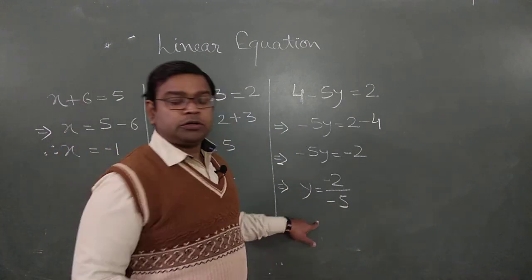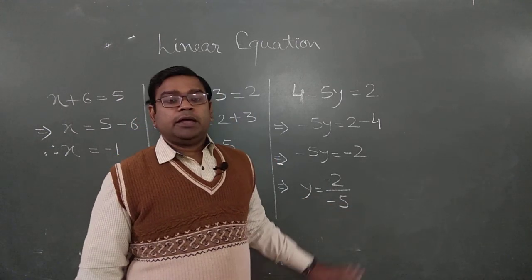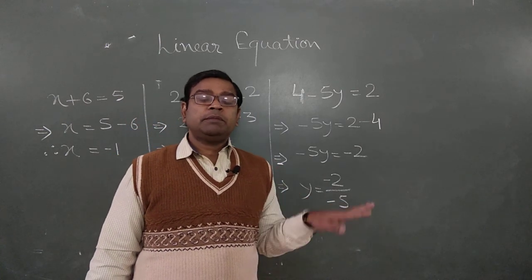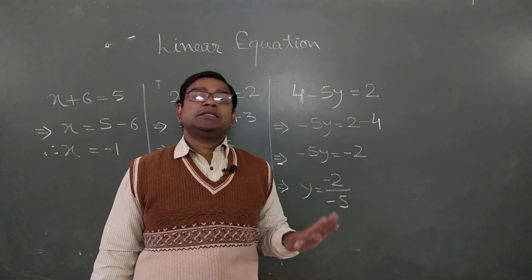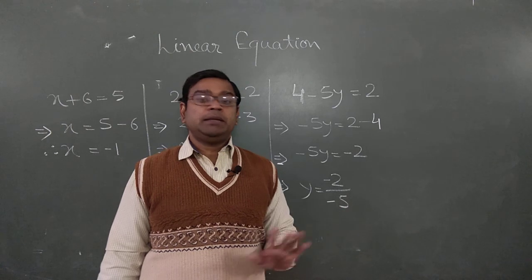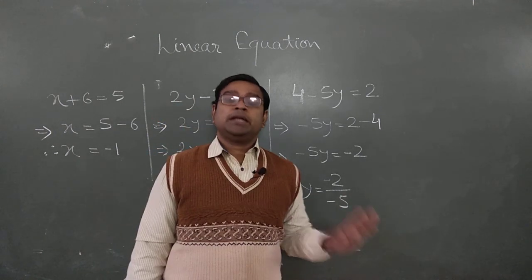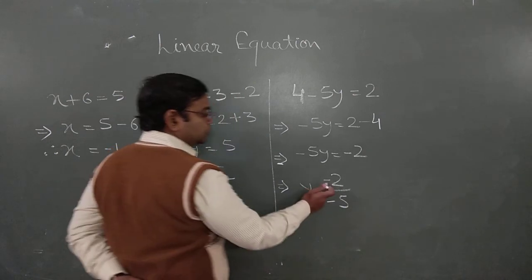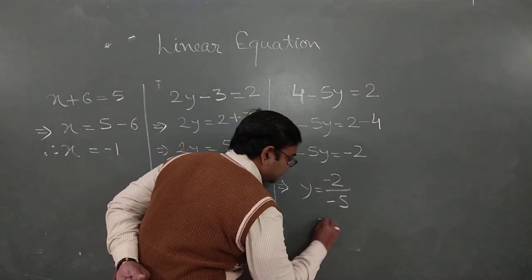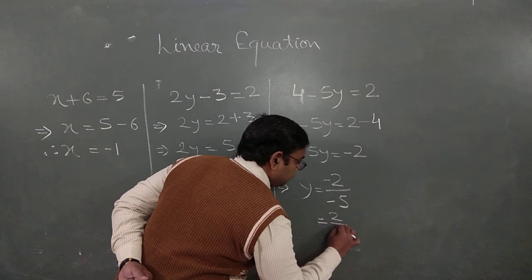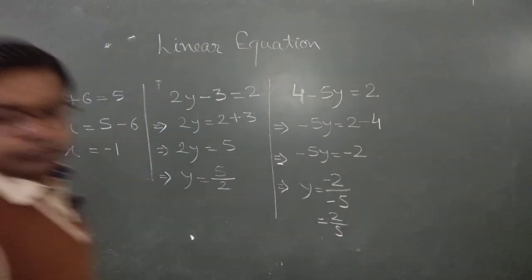And as I told you in the last class video, if we multiply or divide with same sign, we have the answer as positive, and if we multiply or divide with opposite sign, the answer must be negative. So in this case, minus 2 divided by minus 5, it is the same sign, so the answer must be 2 upon 5. Hope you are able to understand how to solve.